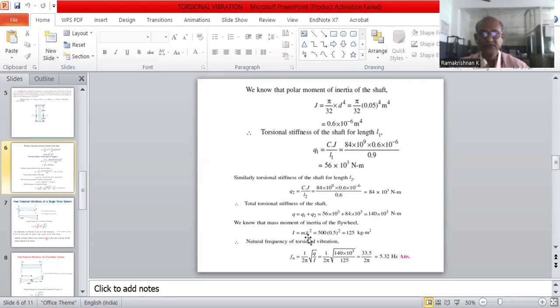So mass moment of inertia equal to mk square. Simply substituting the Q and I, we can find out the natural frequency, 1 by 2π into square root of Q by I. All we have, so Fn equal to 5.32 Hz.